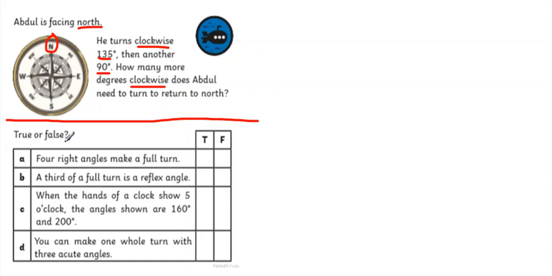Once you've done that one, it's a tick in either true or false. So if I were you, I would do A, B, C, D on my paper, and I would do a tick for true and a cross for false. Pause the video now and have a go.